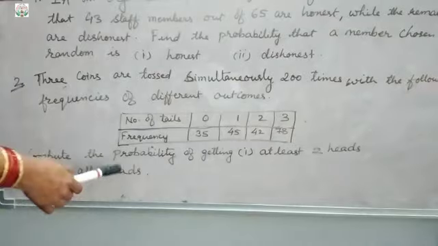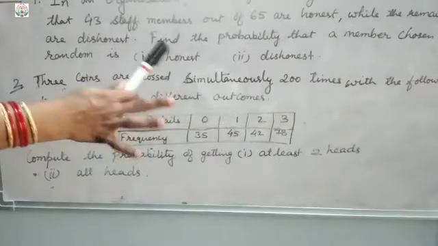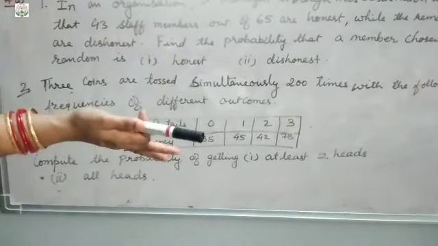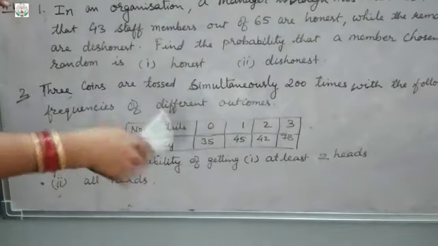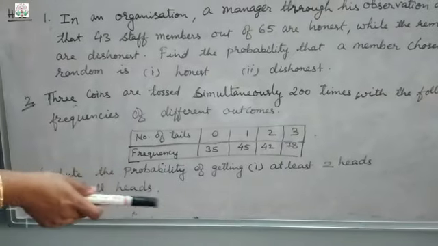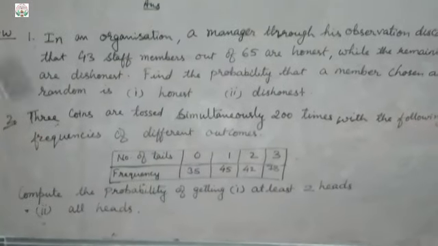And all heads. All heads means all 3 attempts are heads, which means 0 tails. So 0 tails is 35. So 35 upon 200. Then find the probability. Clear, children? So these 2 questions, solve them as homework.